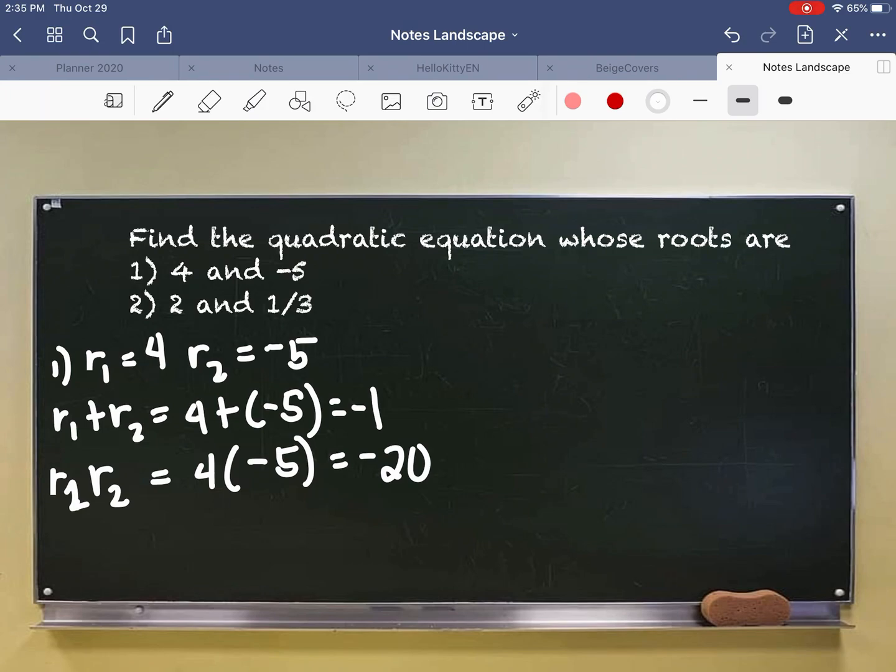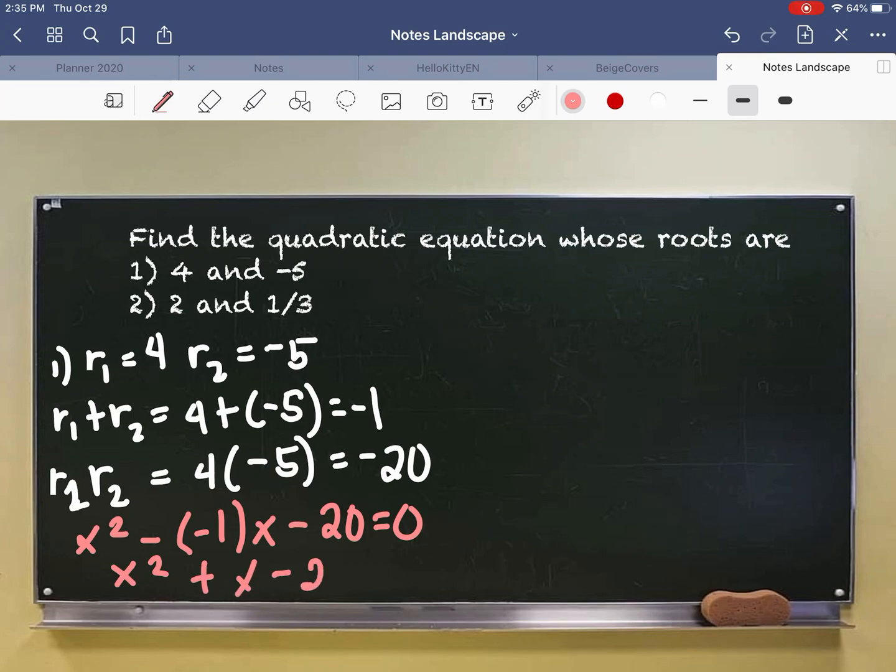Okay, anong gagawin natin dyan? Ilalagay natin siya as yung equation. So, magkakaroon ka ng x squared, ilalagay ko ng ibang kulay. Okay, so x squared minus negative 1 x minus 20. Kasi, yung gitna, di ba, negative b over a. So, gagawin mo, papalitan mo ng sign. So, minus yun. So, this would become x squared plus 1x, so it's just x minus 20 equals 0. So, that is your answer.